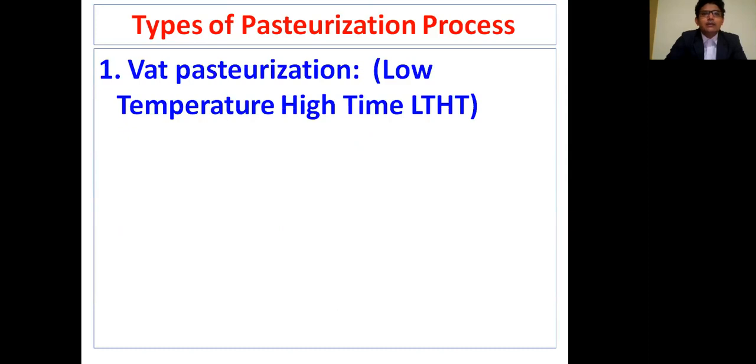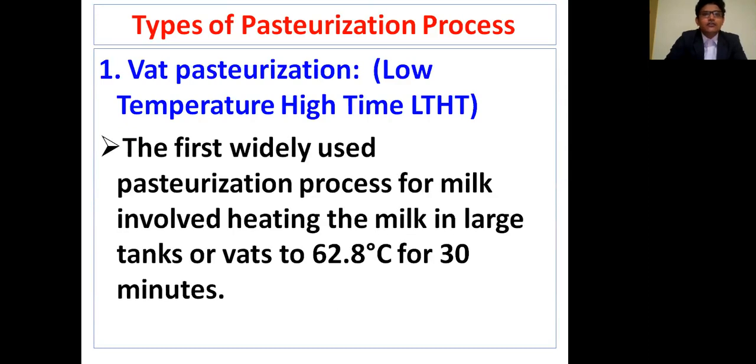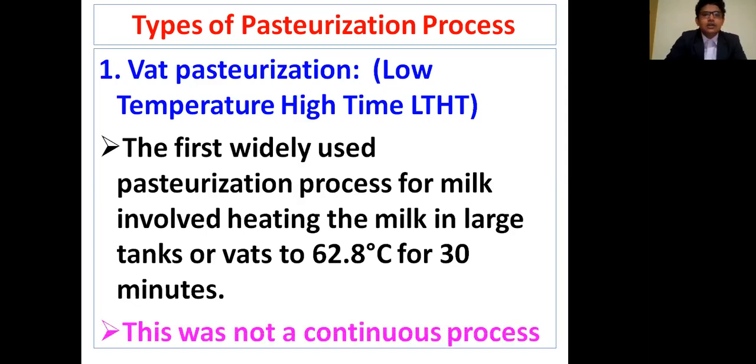First is vat pasteurization, which is also known as low temperature high time, LTHT. The first widely used pasteurization process for milk involved heating the milk in a large tank or vat to 62.8 degrees centigrade for 30 minutes. This was not a continuous process. Means what? Here we cannot continuously supply the milk and continuously heat it. It is heated at one time in a tank. So that's why this vat pasteurization process is not a continuous process.